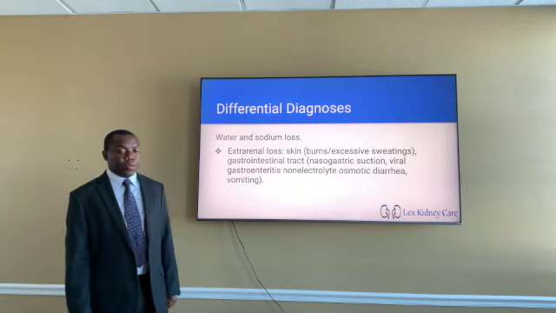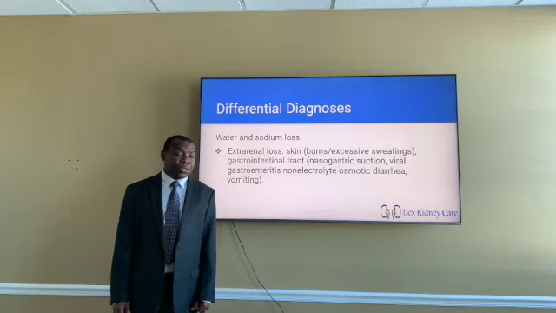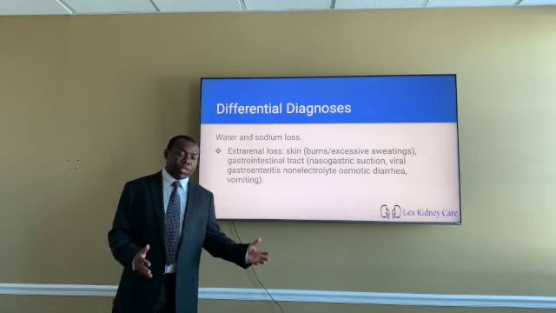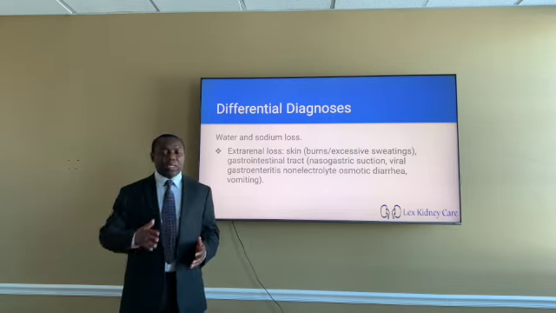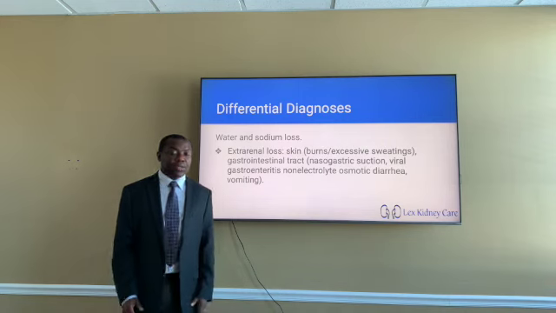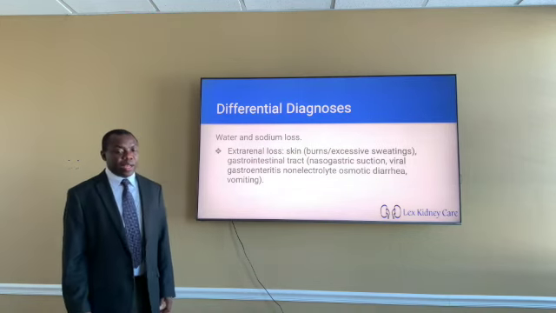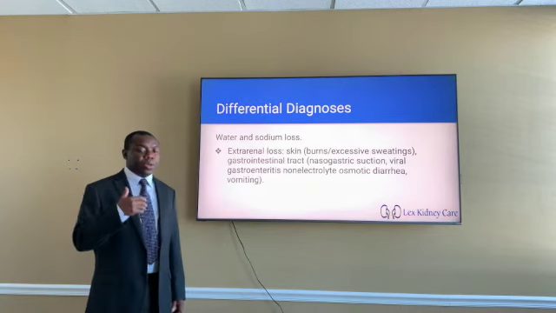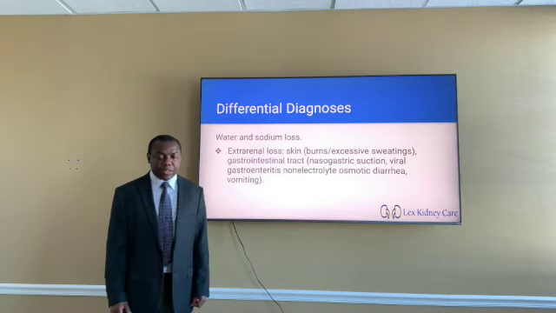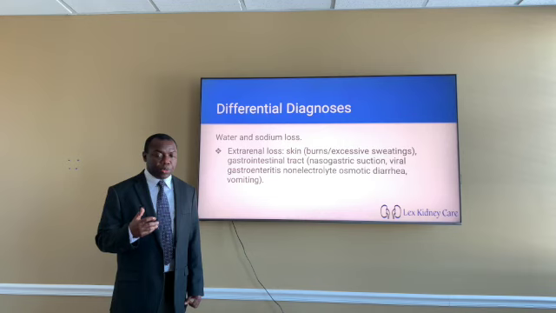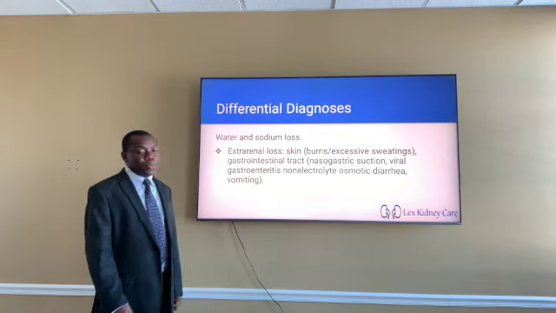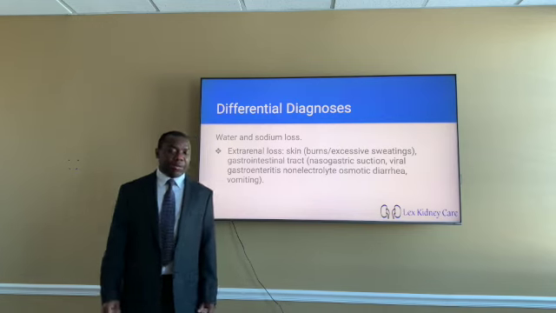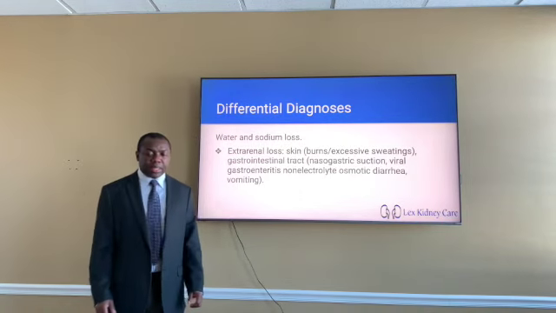Now, with the other differential diagnoses, we talked about the renal causes, right, which is the nephrogenic causes. Then we come to extra-renal causes. In this case, you can have skin involvement, where you have excessive sweating, or maybe you're vomiting, or maybe you have a nasogastric or NG tube in place where there's suction, or people who have viral gastroenteritis or osmotic diarrhea leading to vomiting and things like that.